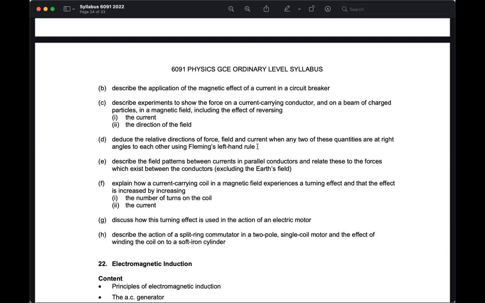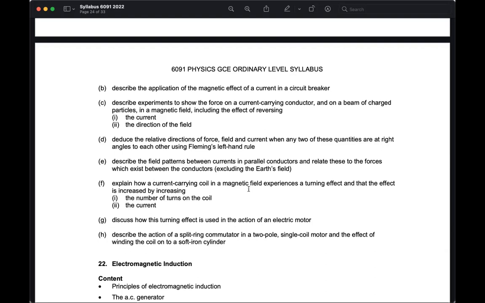These are things that are not easy to understand, so I want you all to listen. We do need to describe the field pattern between currents in parallel conductors and relate these to the forces which exist. And how does a coil in a magnetic field experience a turning effect? And what happens if you increase the number of turns in the coil and the current? I think the second part should be quite easy, right? The more turns, of course, the more effect. More current also gets more effect. So we're going to talk about this later on.